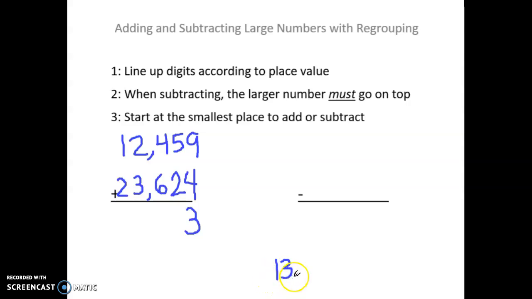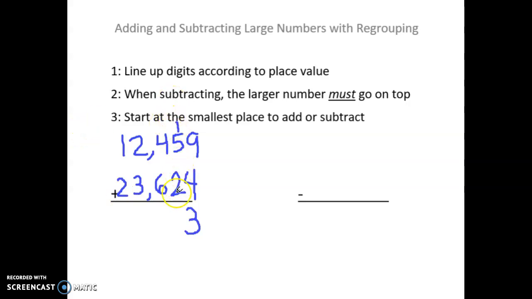The number 13 represents that I have 3 ones and 1 ten. If I had $13, I would have 3 ones and a $10 bill. So because 13 has a group of 10, I'm going to put this 1 over here in the tens place. Again, 13 has 3 ones and a group of 10. I need to make sure that group of 10 is with my other tens.